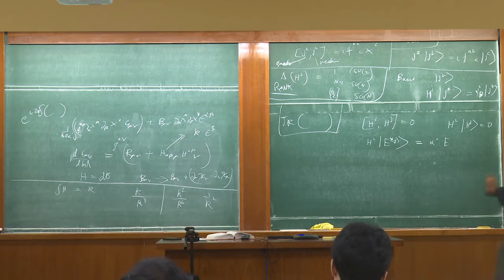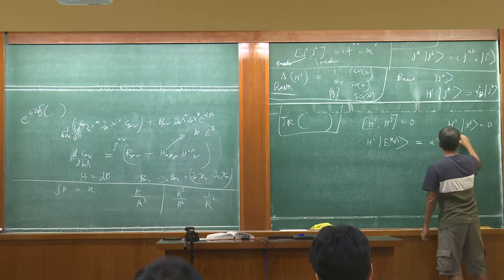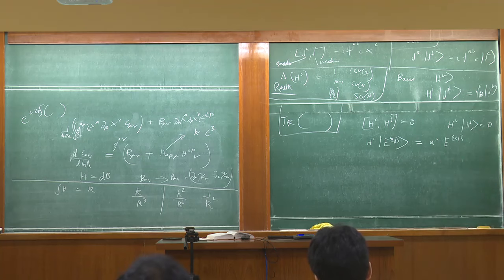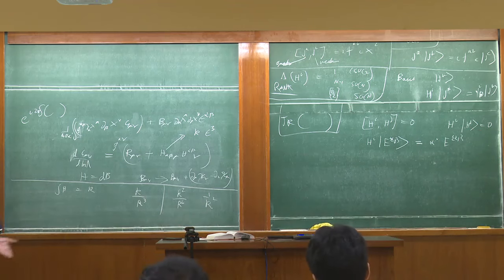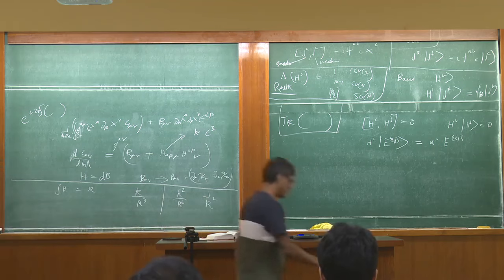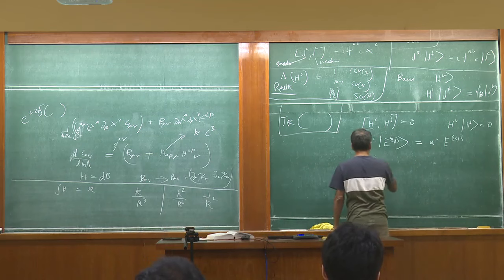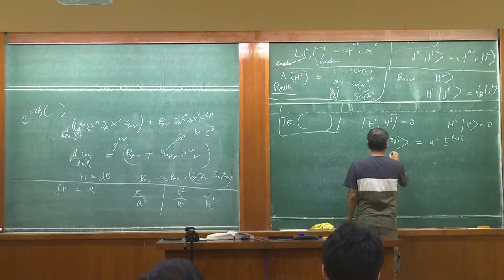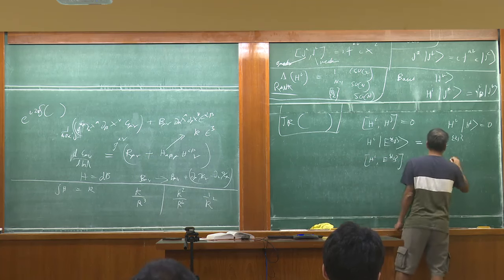And so if I act with H_i on E_alpha, I get alpha_i E_alpha. This is just notation. Whatever my eigenvectors with definite eigenvalues are, they have some eigenvalues, I call them alpha_i. This is some notation. But remember that this was secretly H_i E_alpha is equal to alpha_i E_alpha.